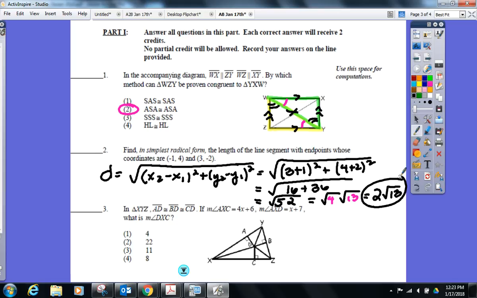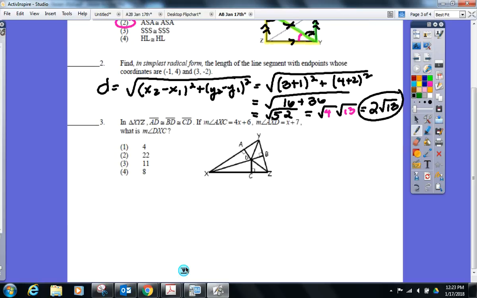Number 3 is hardcore. Buckle up. Ready? AD is congruent to BD is congruent to CD. The full angle AXC is 4x plus 6. AXD is x plus 7. Find DXC, the angle next to it.